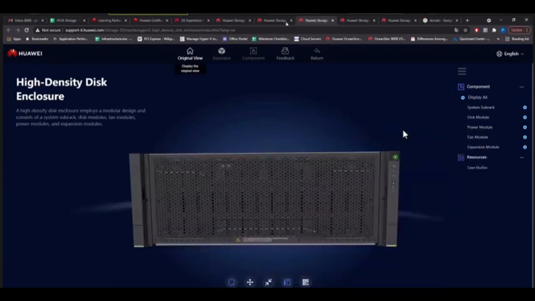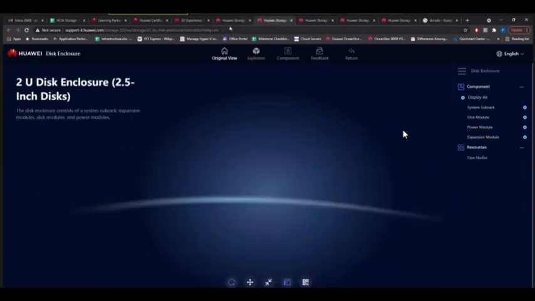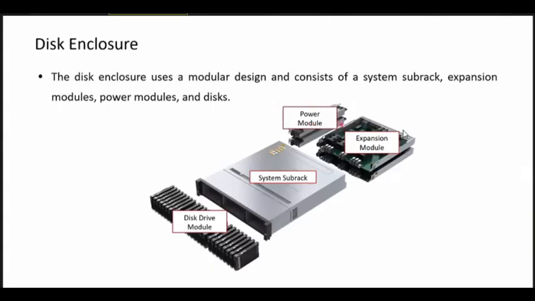So this is the high density disk enclosure. This 2U and 4U disk enclosures, let them load. It will take some time to load, I guess. But generally, disk enclosures are just disk enclosures. So you only have power module, expansion module, and the disks, right?